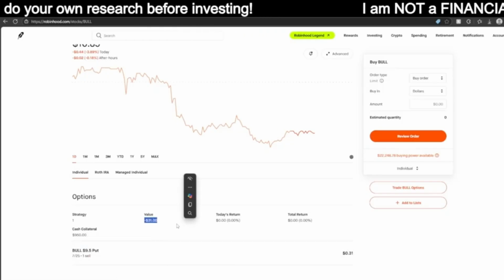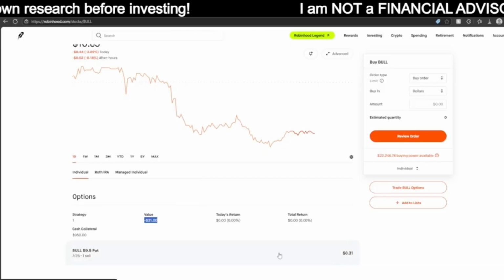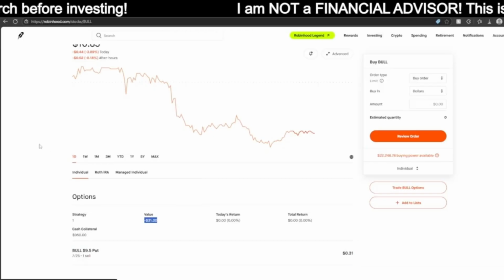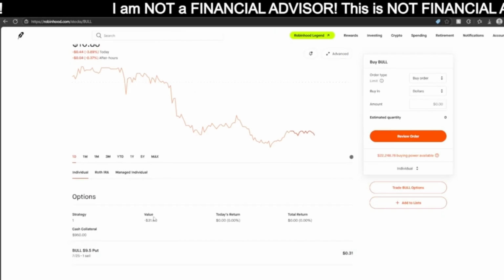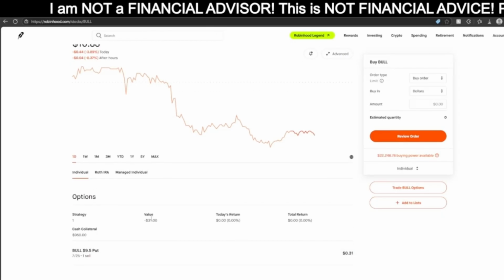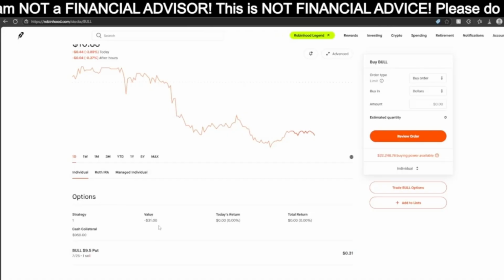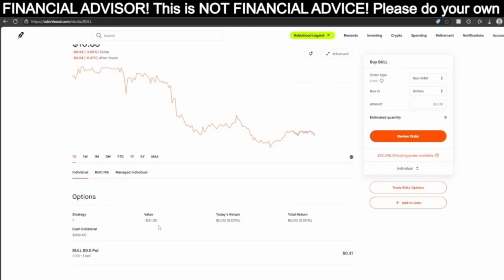And what happens is I got paid $31 to open this position up. So if Webull comes to $9.50, great. I own it at a discount and I get paid to own it at a discount. It's pretty cool. Again, selling cash secured puts is very good for stocks that you want to own.